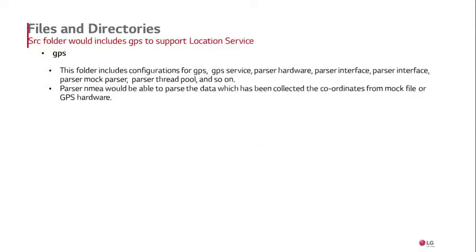Now, source folder would include GPS to support the location service. This folder includes configuration for GPS, so GPS service, parser hardware, parser interface, parser mark, parser thread pool, and so on. Parser NMEA would be able to parse the data which has been collected, the coordinates from the mark file or GPS hardware.